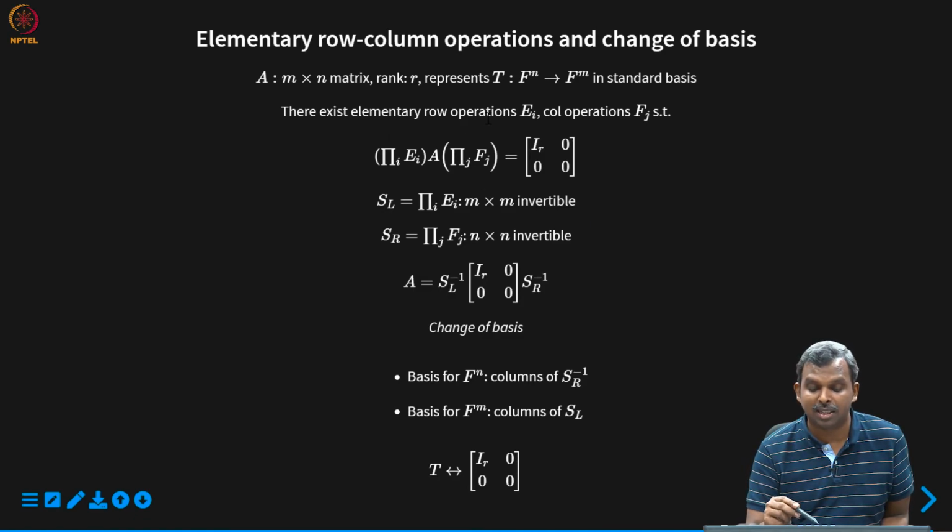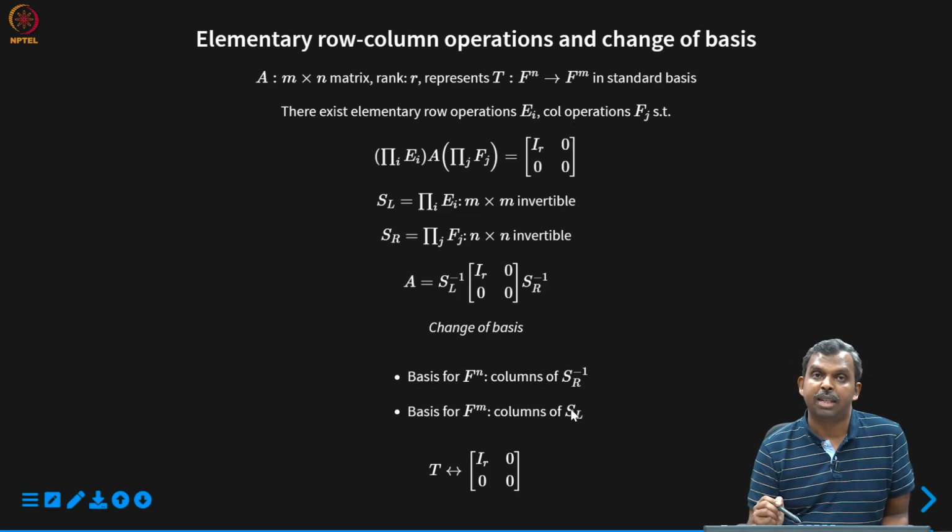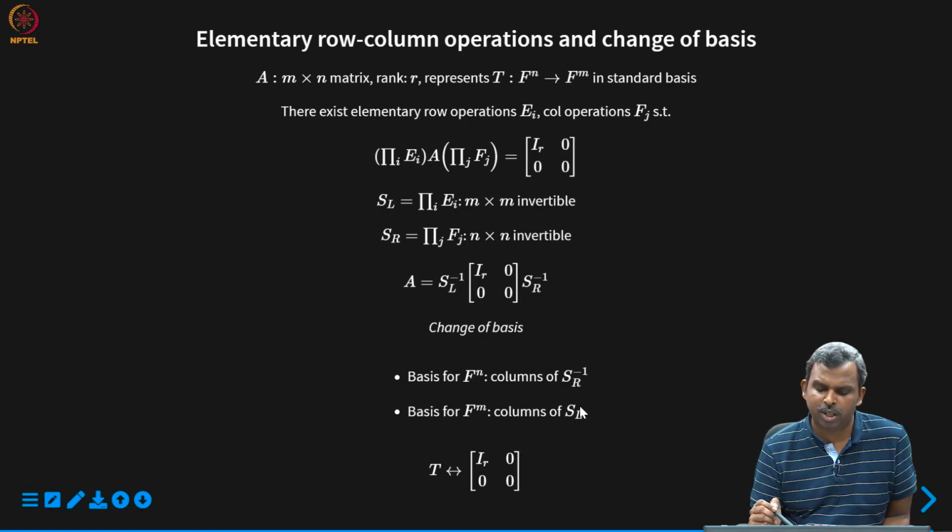You don't have to do any null space, basis extension and all that. Just this linear elementary row column operation will give you what those bases have to be. In fact, from here you can also read off, if you like, the null space, extension, range space and all of that. Okay. So this is sort of a summary now.